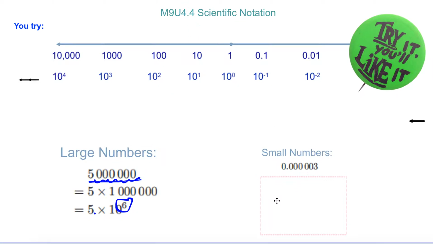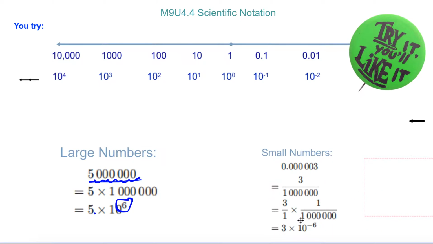You can do that same thing here. You can call this 3 times 1 millionth, and you're just moving the decimal point the other way. Here the decimal's right behind the 3, so if you were going to move this behind the 3, you'd say 1, 2, 3, 4, 5, 6, but you're moving it in the opposite direction. You're making a small number, so you should have a negative exponent. Cool.